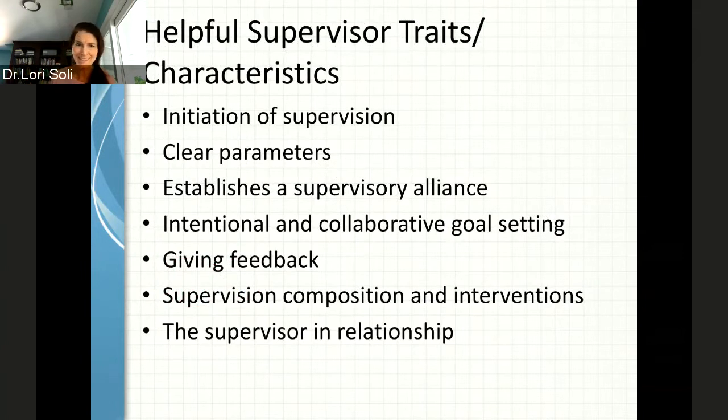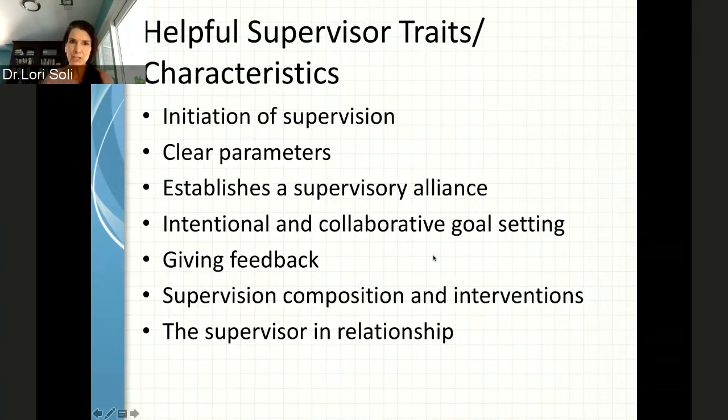Of course, giving feedback, supervision, composition, and interventions. And this is one where I think it's really helpful to have conversations around what your supervisees really want to get out of supervision. Are there particular interventions that they would like to maybe have modeled? What is it that they're looking for?